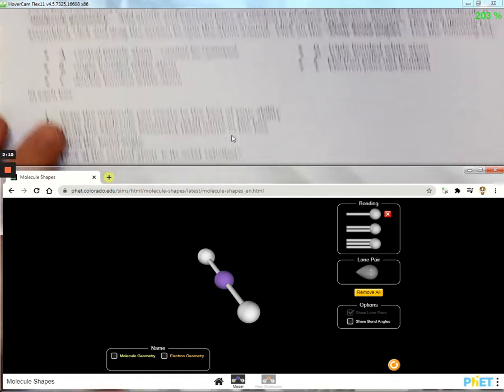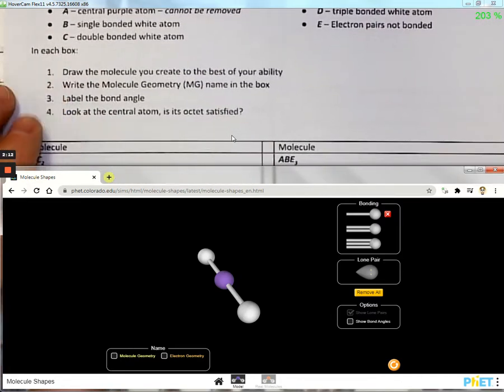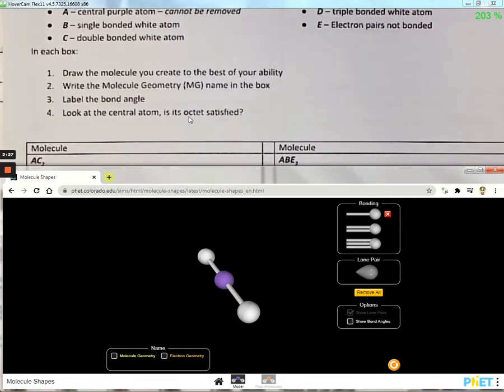We're going to build each one according to what they tell us to build here. Starting off, we're going to draw the molecule, write down its molecular geometry name in the box, and label the bond angle. I'll show you how to find that. And then we're going to check on the central atom and see if it is quote-unquote octet satisfied, meaning does it have those 8 valence electrons, either the ones it brought by itself or the ones that it's sharing.